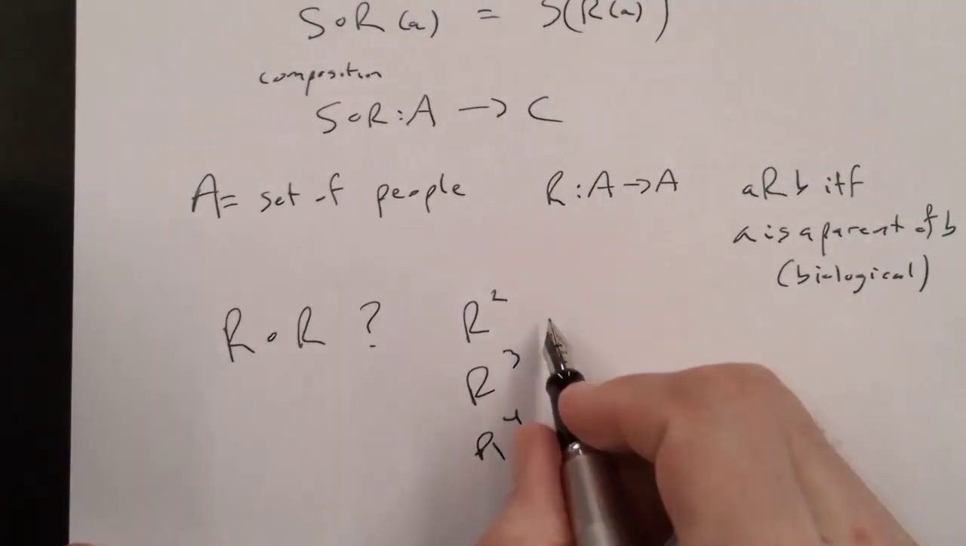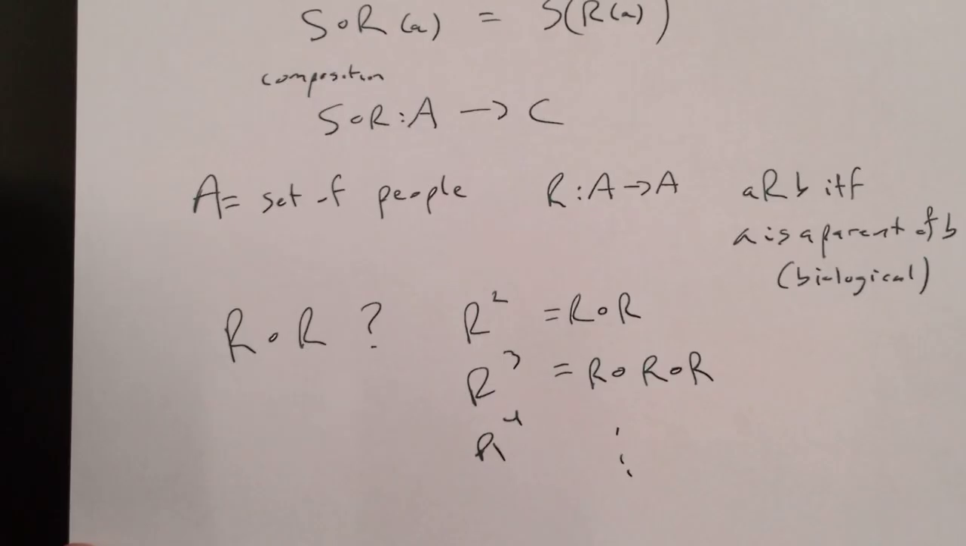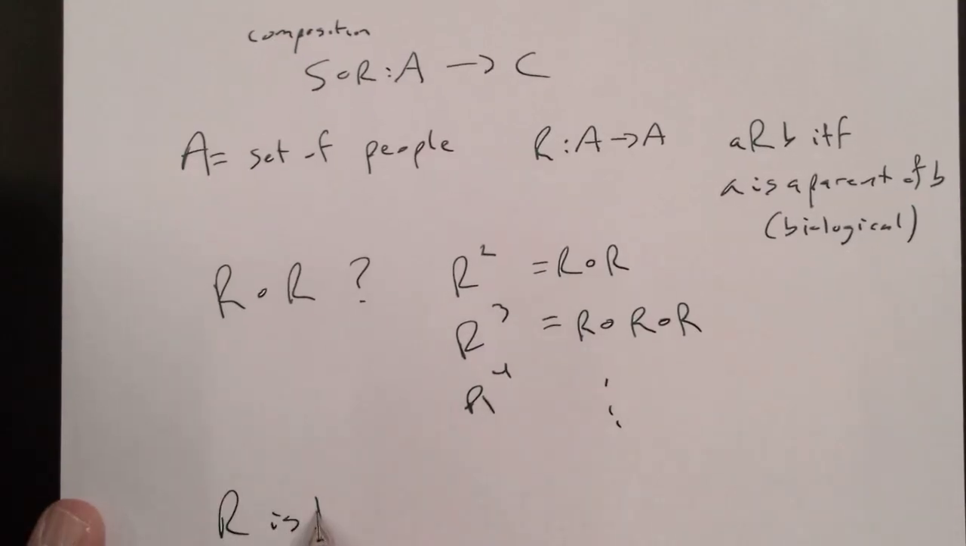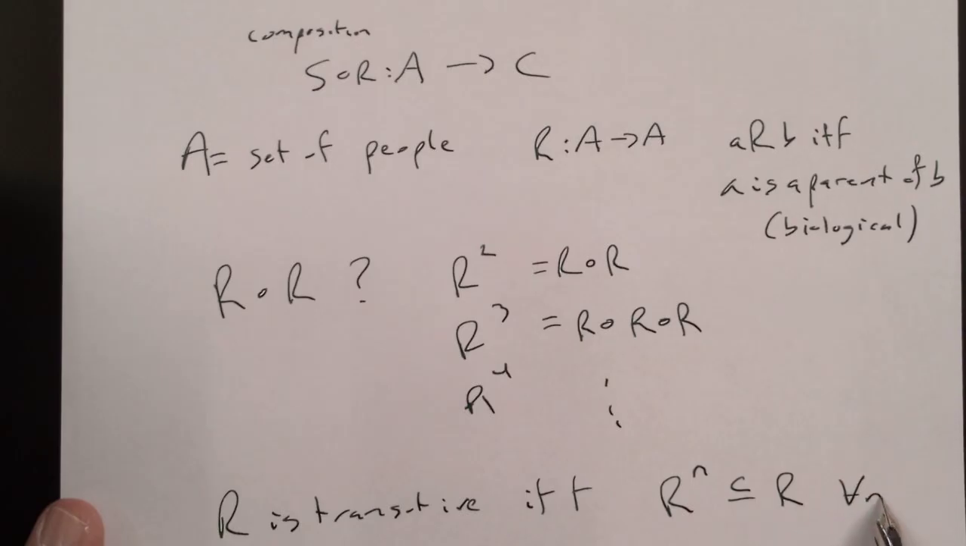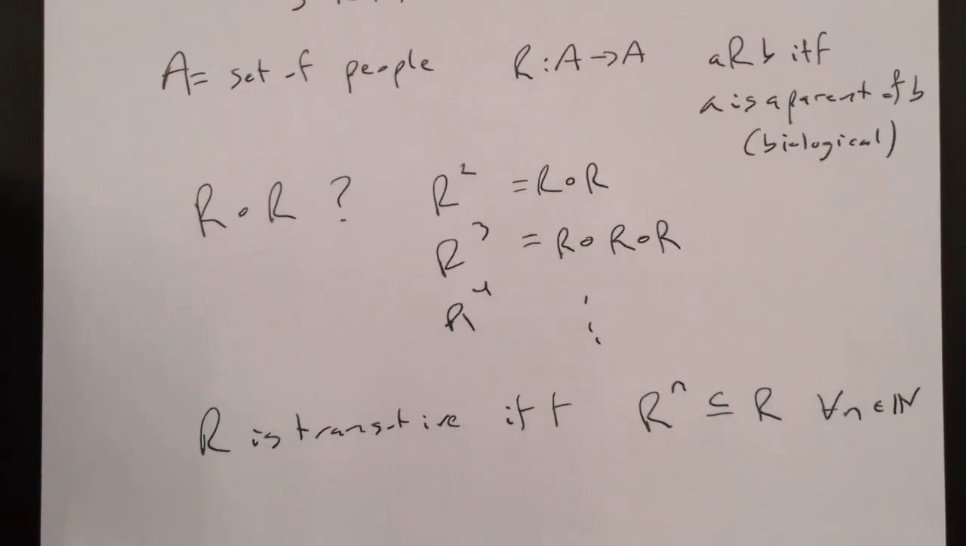I can think of this whole collection. R of R, R of R of R, and so on, right? R is transitive if and only if that set is contained within itself. That's going to be something that's hard to figure out. That's not an easy thing to figure out. I got to look at infinite collections of sets. I need a better way.